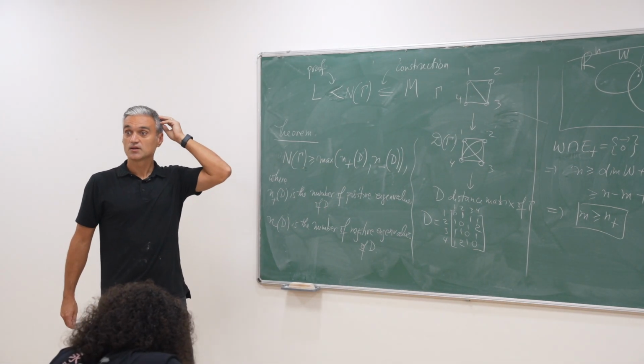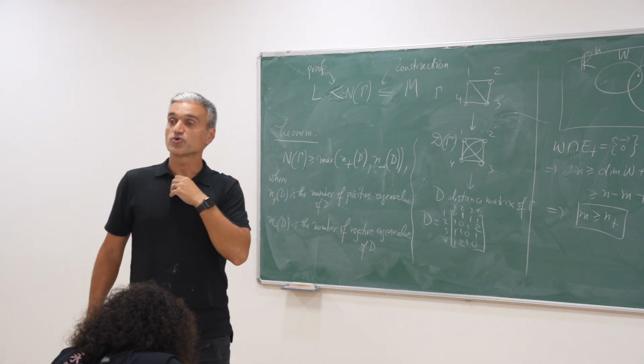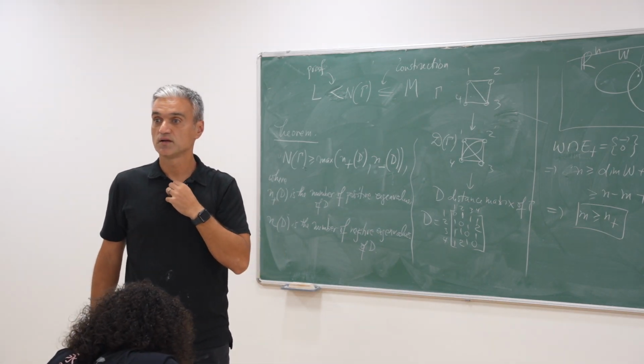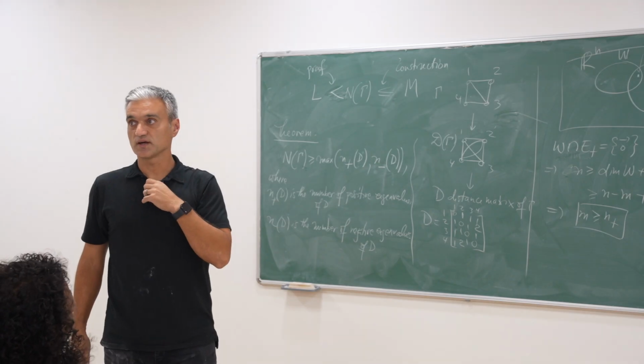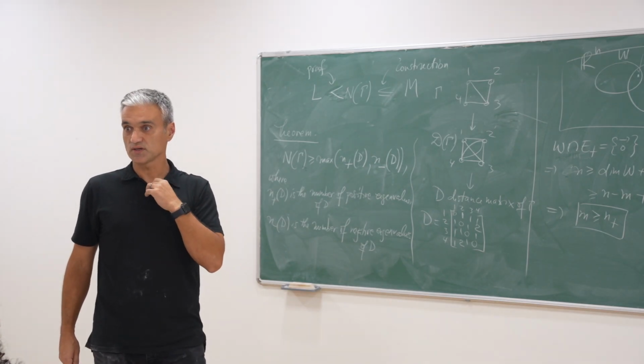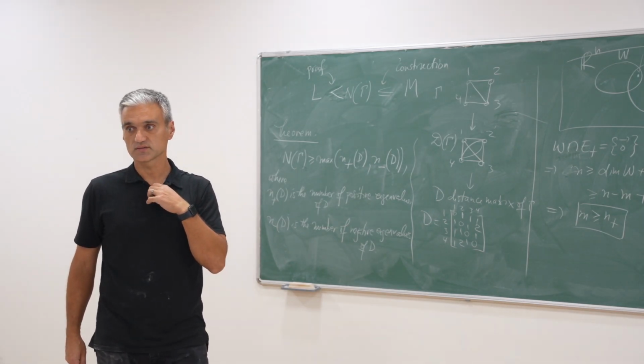So for any tree, the n number is going to be n. I think n plus will be 1 and n minus will be n minus 1. I think, yeah.